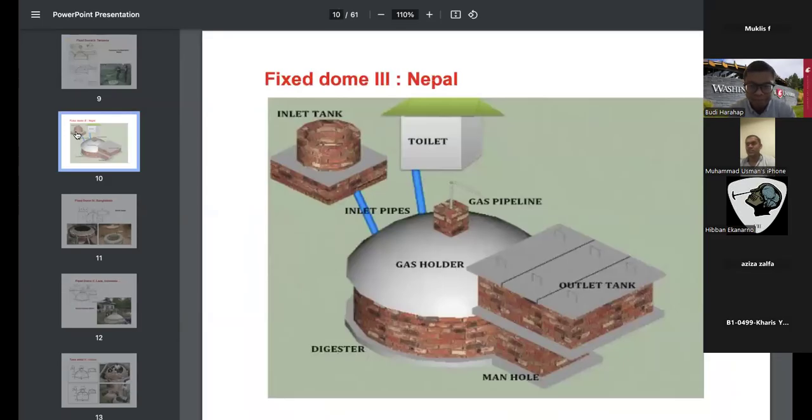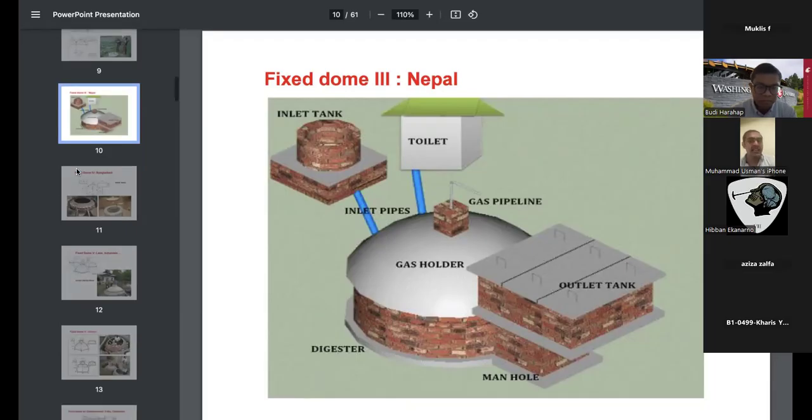If you see the next picture, this is from Nepal. It is actually the same as the Chinese biogas plant, but the major difference between the Chinese biogas plant and the Nepali fixed dome biogas plant is that they have added another part called the manhole. Instead of the digested material going directly to the outlet tank, it will go into the manhole, and then from the manhole it will go to the outlet tank.